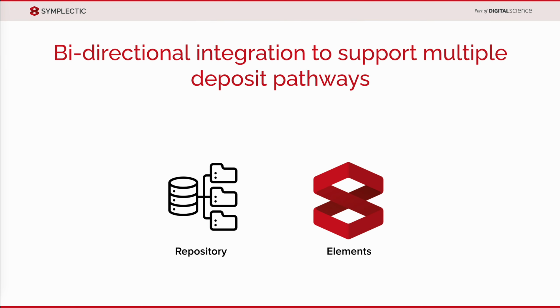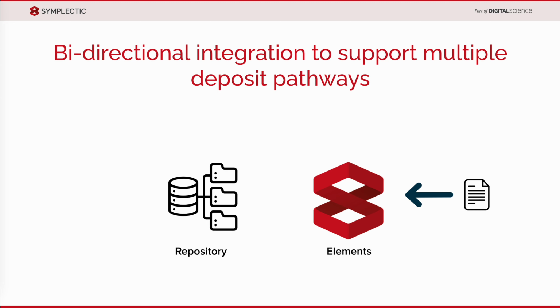This bi-directional or two-way integration means that researchers can choose where to deposit their works from, so they can either deposit directly into the linked repository, if that's their preferred route, for Elements to then harvest from as a data source once the item is made public, or alternatively, researchers can use Elements' inbuilt deposit workflow to deposit directly into the linked repository from within Elements.